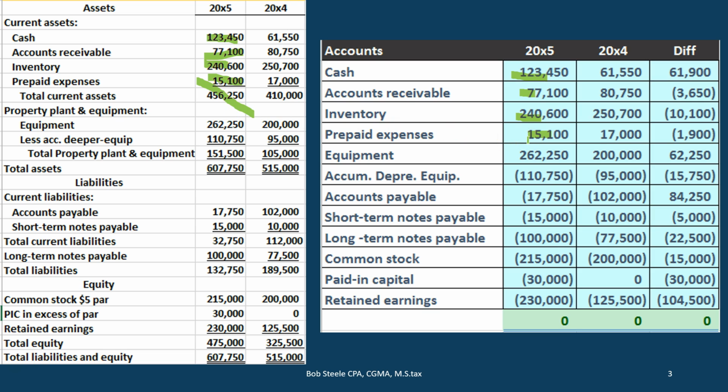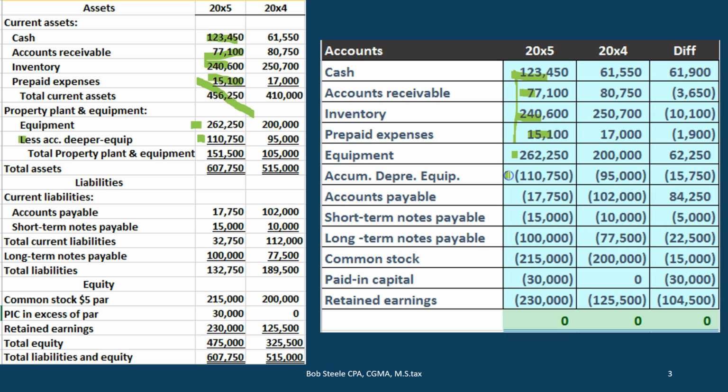However, that's a good checkpoint. We can add these up, and if those add up to this total, we're doing good so far. And then we're going to keep on moving on to the next account. Equipment is going to go here. Accumulated depreciation. Notice there's no negative here, but it says less. So that's a plus and minus statement. We need to convert that to a debit and credit. I'm going to represent the credits with brackets here. So I'm going to put bracketed 110,750.